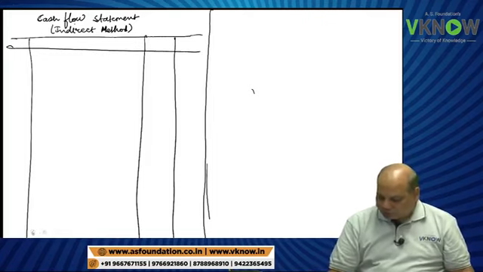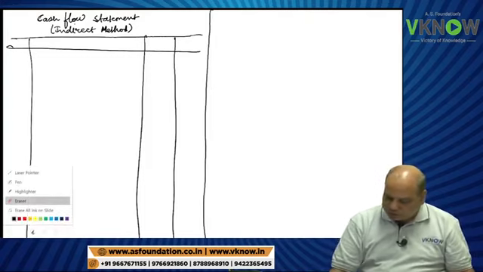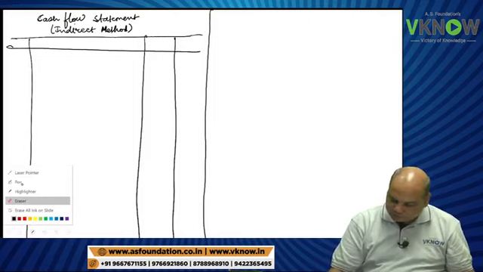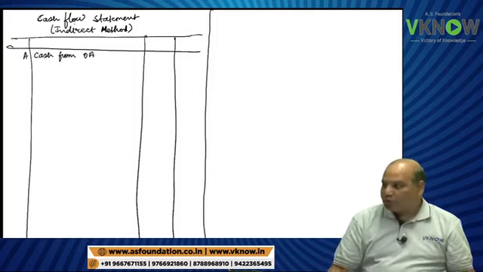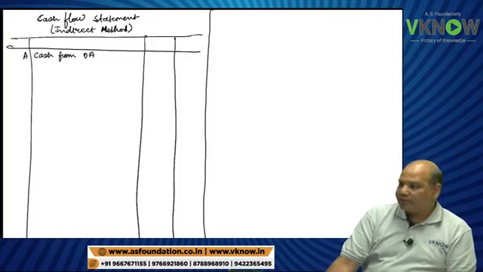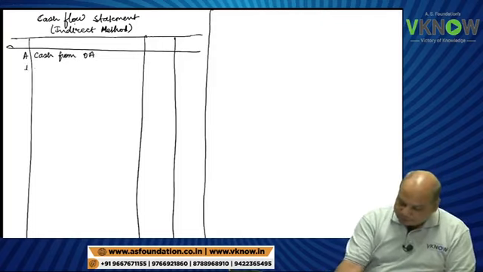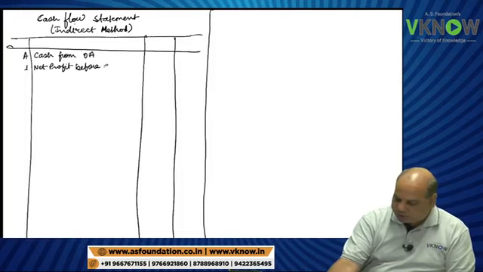First point A, cash flow from operating activities. Under that, write down 1, net profit before adjustments.